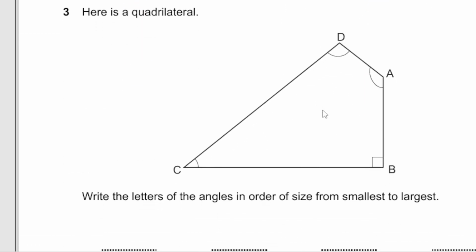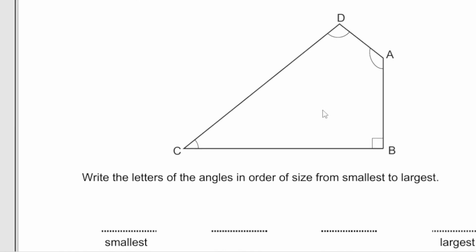Now the next one. Here is a quadrilateral. Write the letters of the angles in order from smallest to largest. So if you see, this is the smallest angle, which is acute, and bigger than this will be this one, which is 90, and this one is number 3, and this is the biggest angle. So we are going to write down the letter for each, because we are writing here the letter. Read carefully the instructions, right? So we have the letter here, and the first one is C. Then number 2 is B, then number 3 is D, then we have A, right?